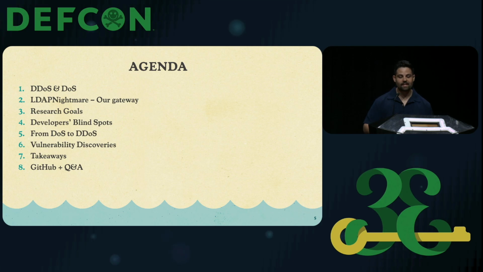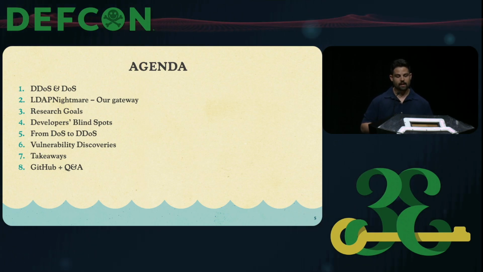Okay, so let's see what we're going to discuss today. We're going to start with talking about the growing DDoS threat and denial of service in general. We'll then focus on one critical denial of service vulnerability that we managed to exploit called LdapNightmare, that was the gateway for this research. We'll then present our research goals, novel techniques that we invented that focus on developers' blind spots, and see how they led us to come up with a new way to create DDoS, and also with 4 new different denial of service vulnerabilities.